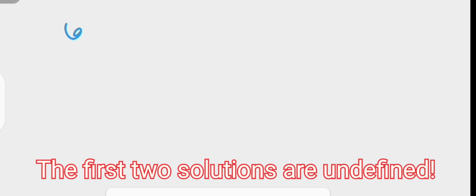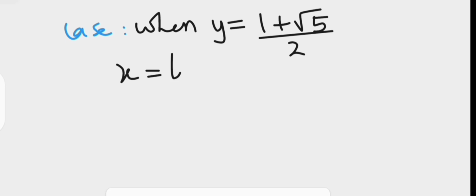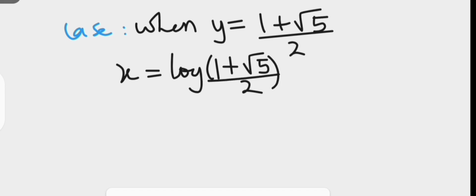The third scenario is the case when y is 1 plus root 5 over 2. Substituting means x is going to be the logarithm of 1 plus root 5 over 2 to the base of 3. And this is the only real solution to the equation.